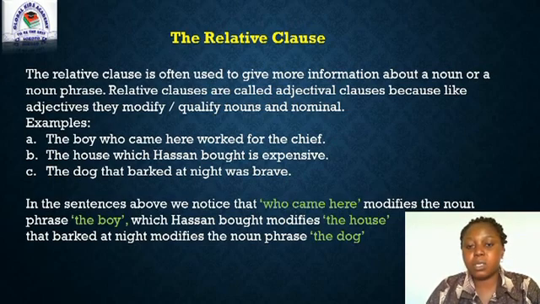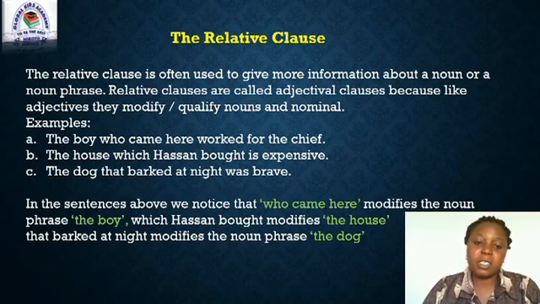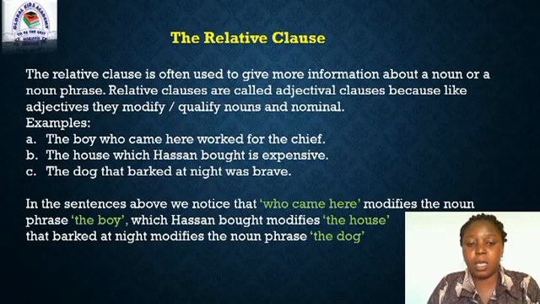Now look at the examples displayed on the screen. The boy who came here worked for the chief. In this sentence, we have the boy worked for the chief. That's the perfect sentence. But we need to know which boy. Now, an expression has been used to give more information about the boy. That is who came here. The expression is a relative clause. You will observe that this expression begins with a relative pronoun, who. That's what makes it a relative clause. It performs the same function an adjective performs in a sentence, which is to describe a noun.